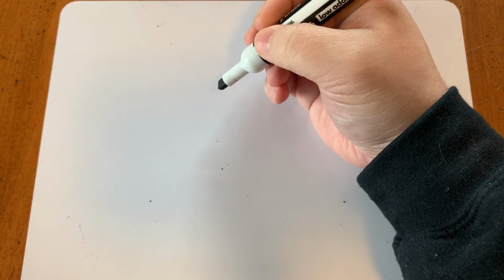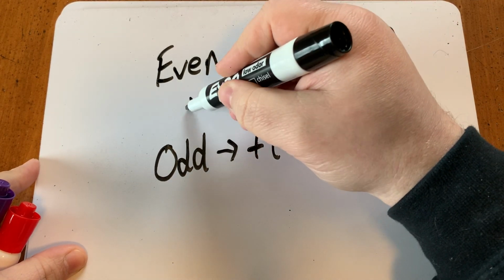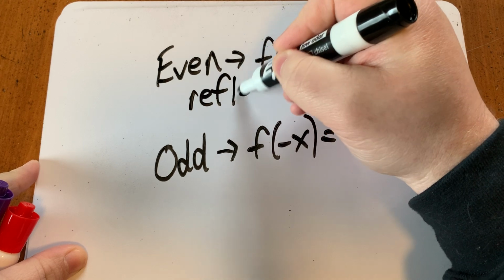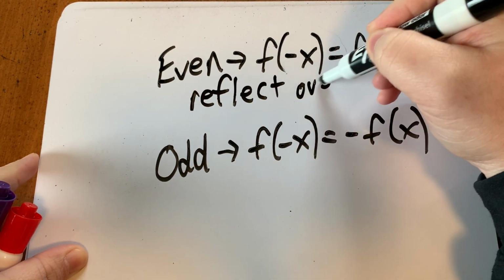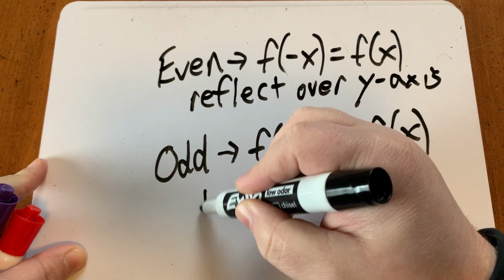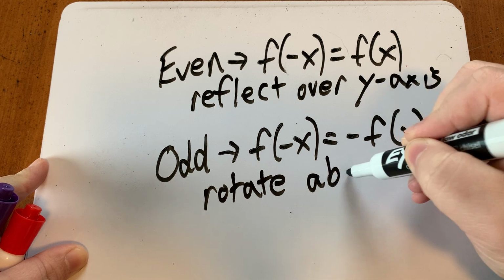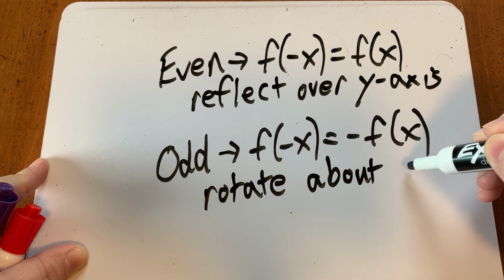In polar coordinates, there's more symmetry. There's 3 types of symmetry. Oh, and I'm just going to go back to this. This reflected over the y-axis. And this rotated about the origin 180 degrees.